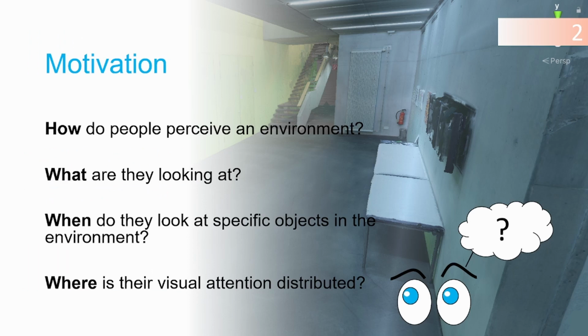In our work, we want to find out how people perceive different environments. And the main questions we had were, what are they looking at? When do they look at particular objects? And where is their visual attention distributed?